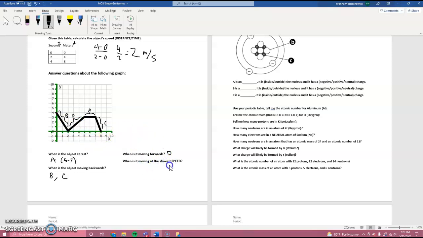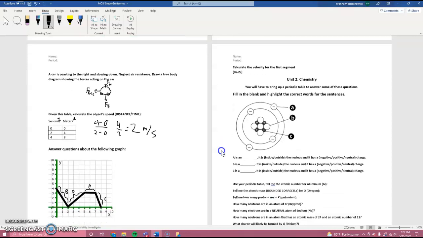When is it moving at its slowest speed? A lot of you guys got this, and I was really proud of you. It is moving at the slowest speed at D. Even though D is the only time when it's actually moving forward, speed is a scalar. Speed does not care about direction. It doesn't care if we're going forwards or backwards. It cares how fast. D has the lowest slope, so D is where we are moving at the slowest speed. You can see that B and C are steeper. Even if we're going backwards, it doesn't matter. The steeper the slope, the faster we're going. The less steep the slope, the slower we're going. So at D, it is the slowest speed.